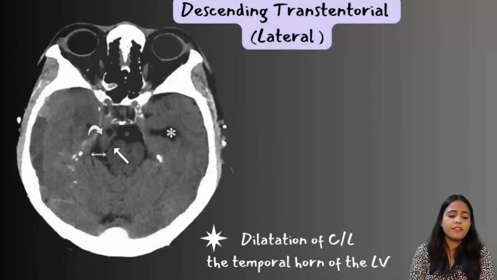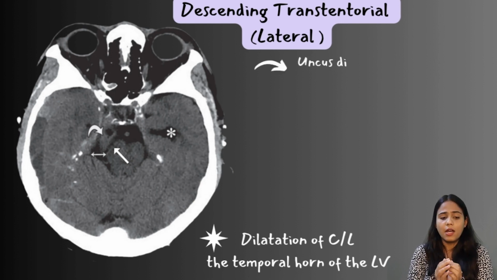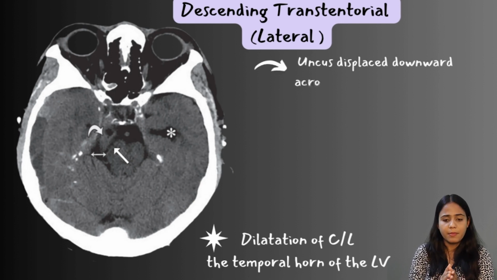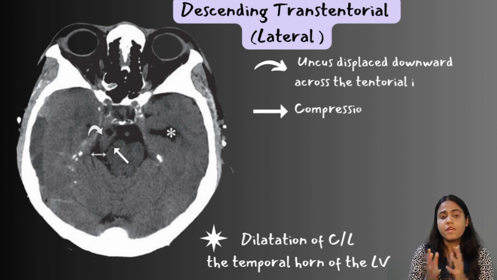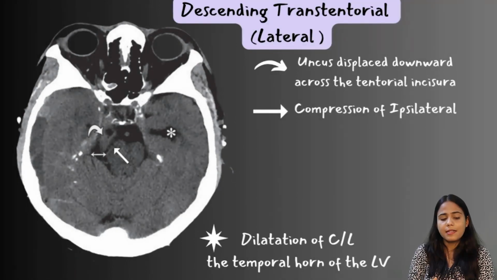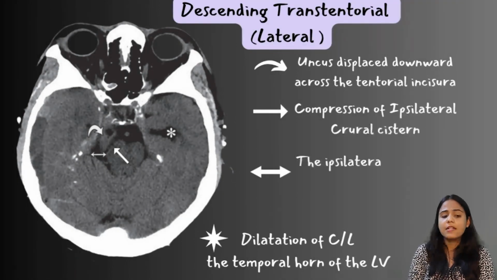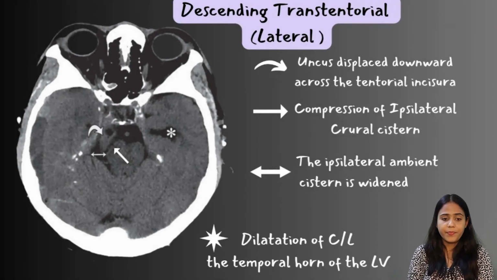In the CT picture given here, we can see that the right-sided uncus is descending downwards across the tentorium cerebelli, and there is compression of the ipsilateral crural cistern. The ipsilateral ambient cistern is widened, and the contralateral temporal horn of the lateral ventricle is also dilated. This is an anterior type of lateral DTH.